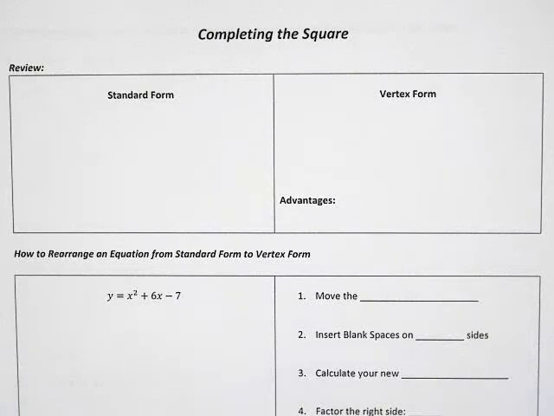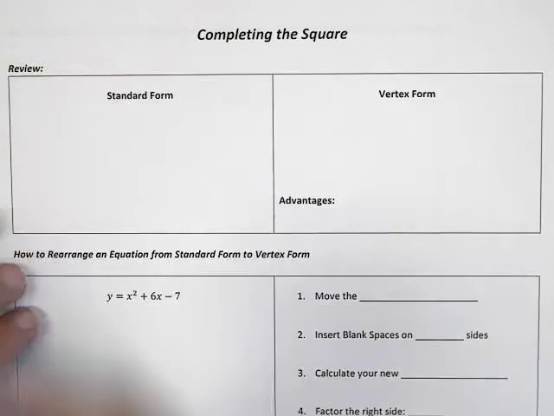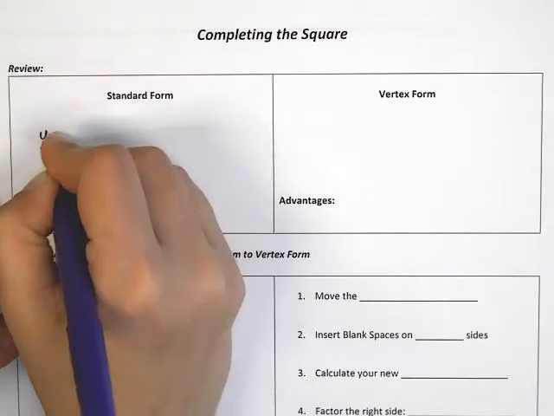Hi everybody, and welcome to the last video of Chapter 9. So in this video we're going to be starting with reviewing the two different types of equations for a quadratic equation that we know. The first one is standard form, and standard form looks like this.